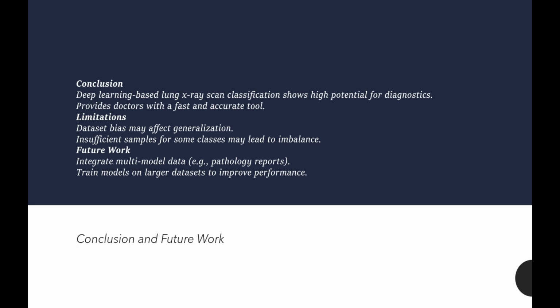As for conclusion, we think the deep learning classification model shows a high potential for detecting lung disease, providing doctors a more efficient way to diagnose patients. However, there are limitations of this approach. First, dataset bias may affect the generalization. Also, insufficient samples for some classes may lead the model to make predictions towards classes with more training data.